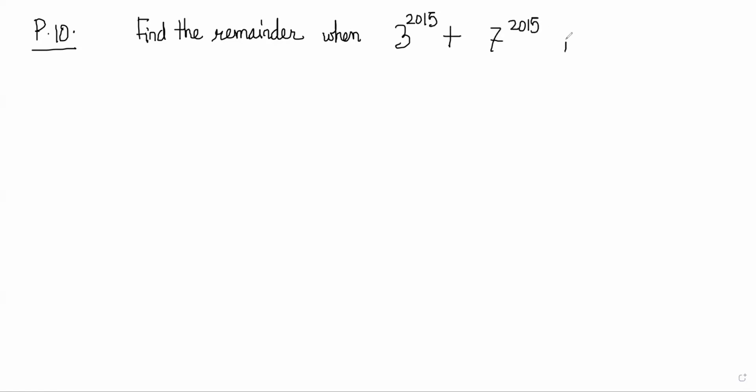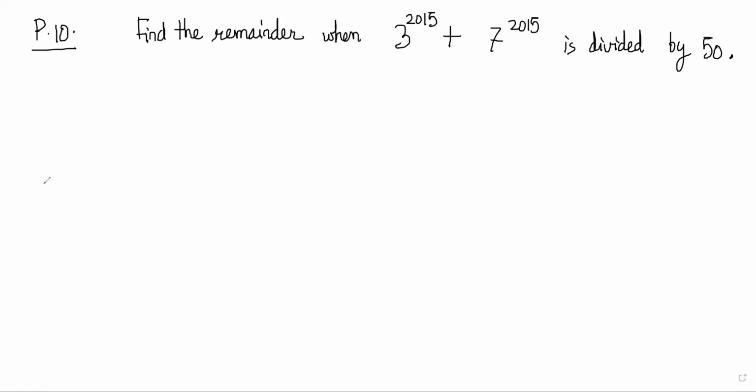Now let's look at problem number 10. This says, find the remainder when 3 to the power 2015 plus 7 to the power 2015 is divided by 50. Okay. We have to find the remainder when 3 to the power 2015 plus 7 to the power 2015 is divided by 50.